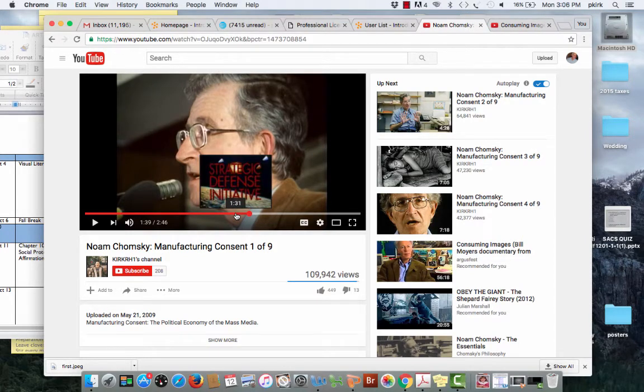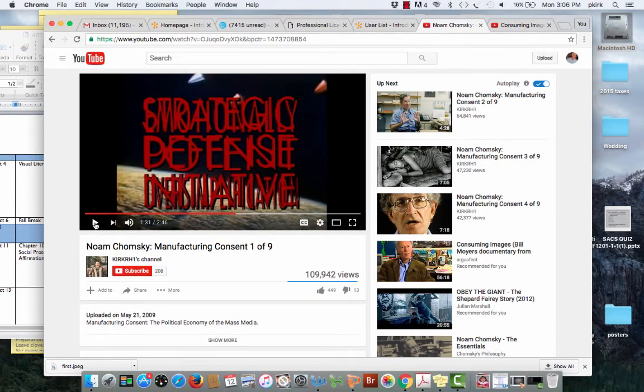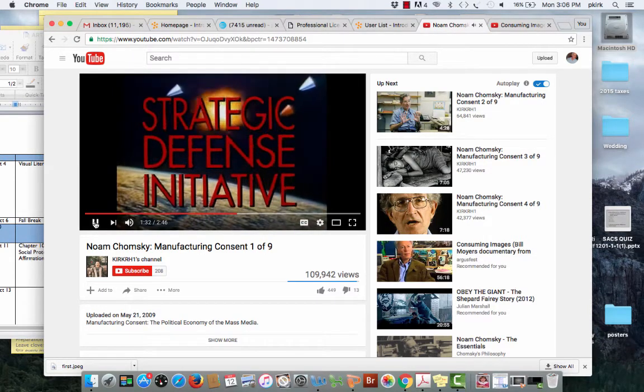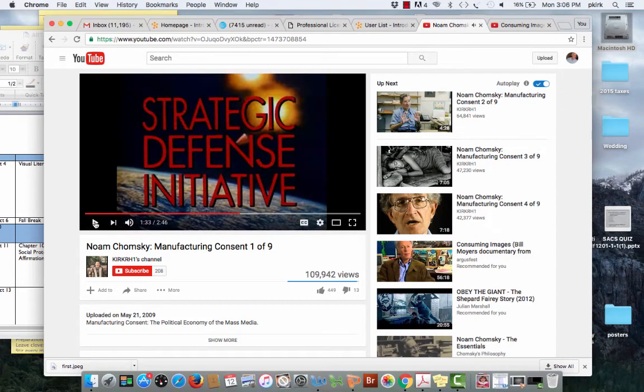Now, bear in mind, this is the late 1990s, and so the example that he's showing here is about the Strategic Defense Initiative, which was a controversial idea that was going to create a kind of shield around the United States to defend against Soviet nuclear arms. It would have been incredibly expensive. It never really got off the ground, but there was a lot of sales to the general public to try to get them on board with this idea.